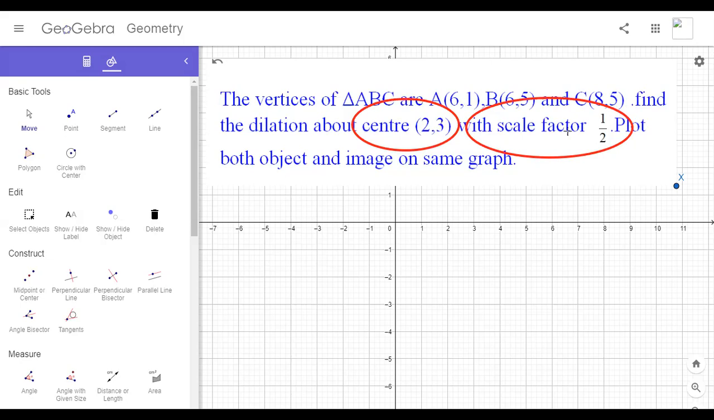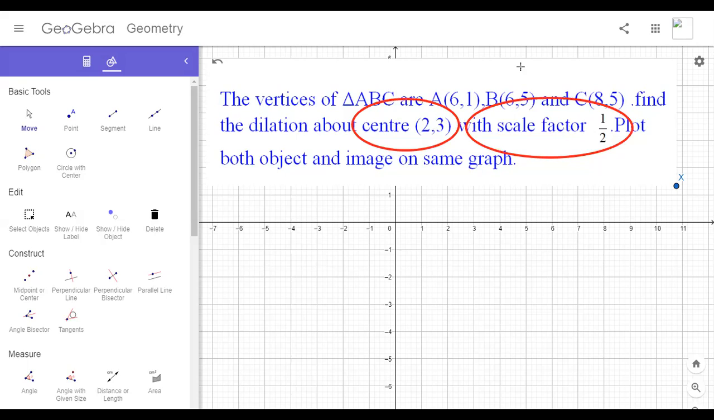by the factor 1/2. And here this scale factor is positive. A positive scale factor means both the object and the image will be formed on the same side with respect to this center. The object and the image will be on the same side due to the positive sign of this scale factor. Okay, this is all about the scale factor.